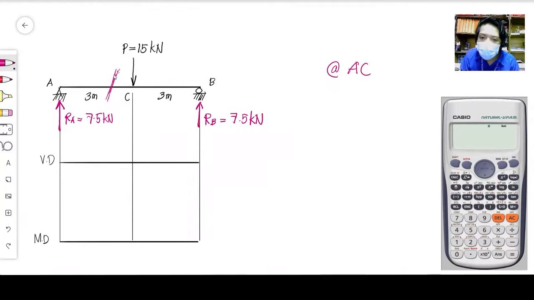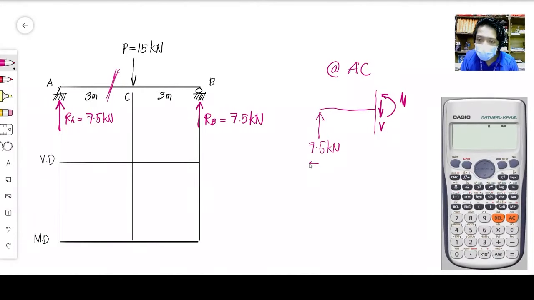From the cutting plane, we take the beam on the left. So, this is the beam, and this here is your cutting plane. And you have here RA, which is 7.5. This is in kilonewton. And since you made a cut, there is also a shear, as if it reacts there. There is a shear, and of course, there is also a moment. This is your moment, and this one right here is your shear. And we will first get the equation of the moment diagram.